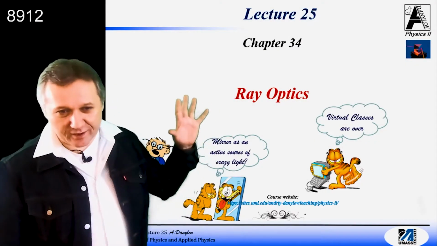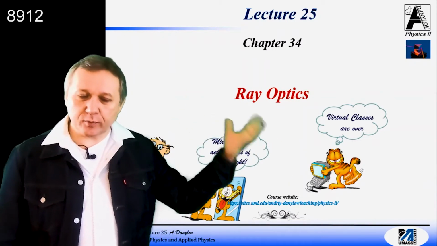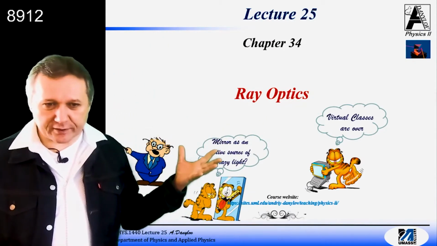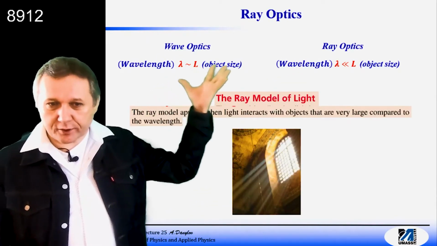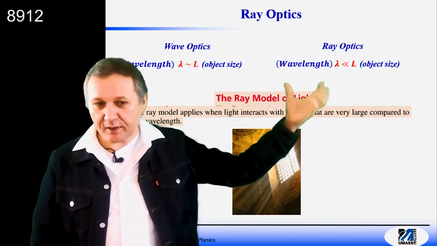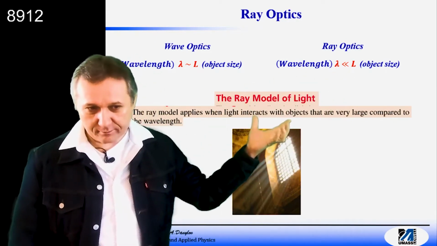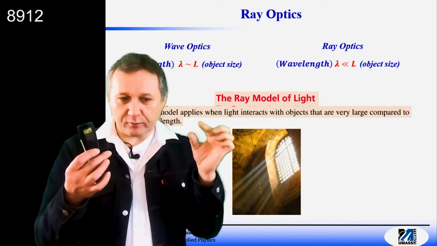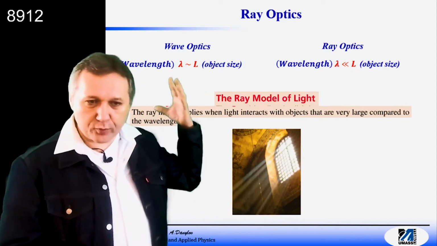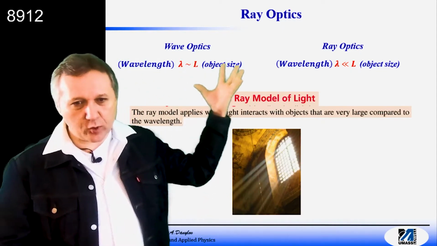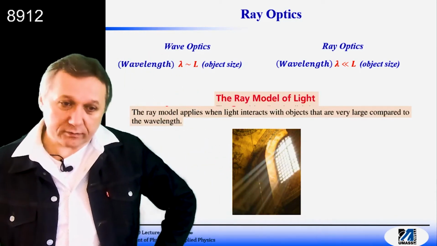We started discussing ray optics on Tuesday in the previous lecture. Let me just quickly review what we've discussed. First of all, we switched from wave optics to ray optics. Ray optics can be applied if the wavelength of light is much smaller than the size of the object with which that light interacts. In that case, there is no point in messing around with wave optics. It's much easier to use a different model, ray optics.